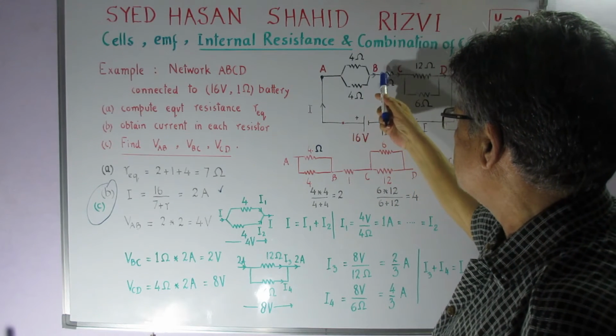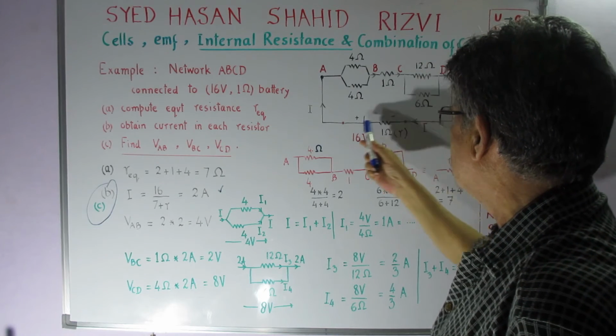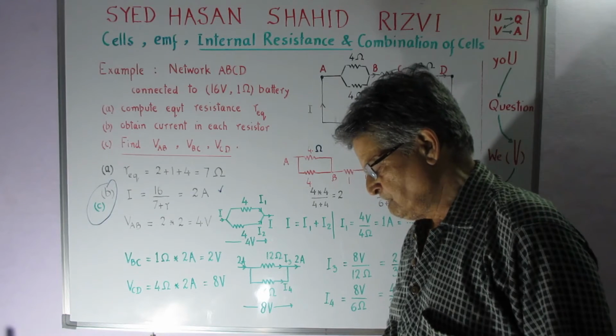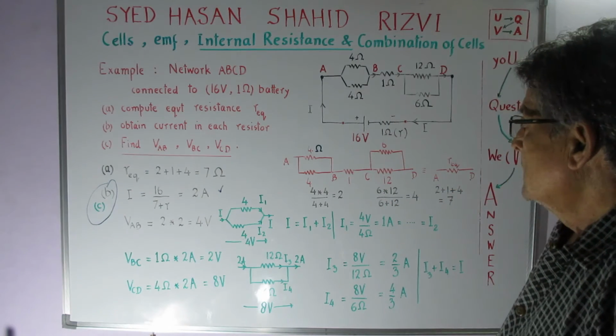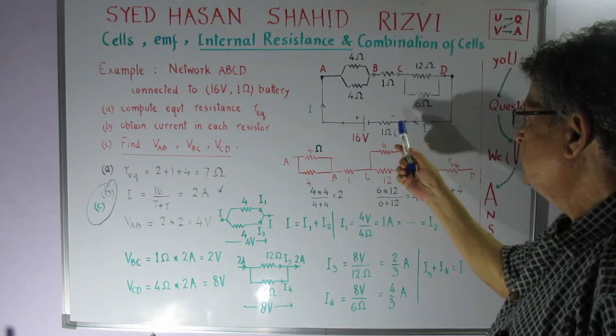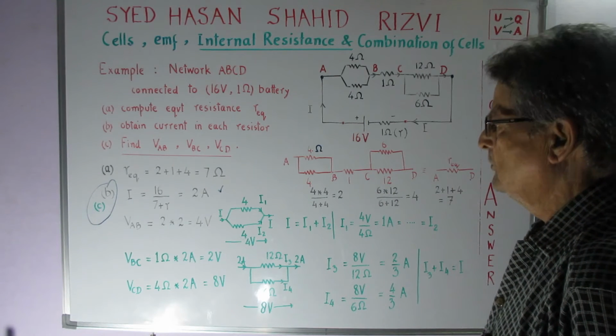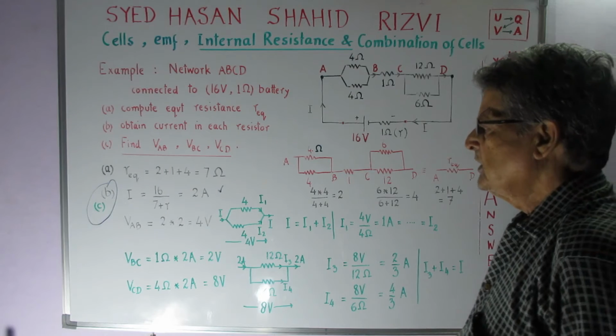It goes like this, here, here, here, here, everywhere, even within the cell, flowing from the negative to the positive of the cell or the battery. Natural flow.